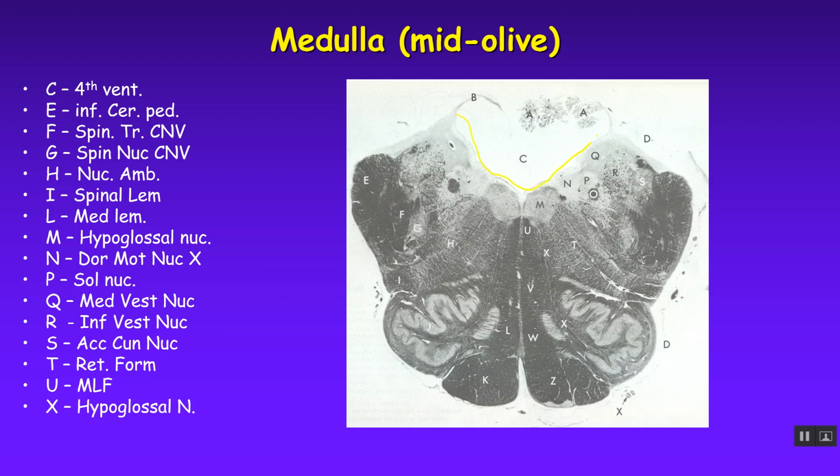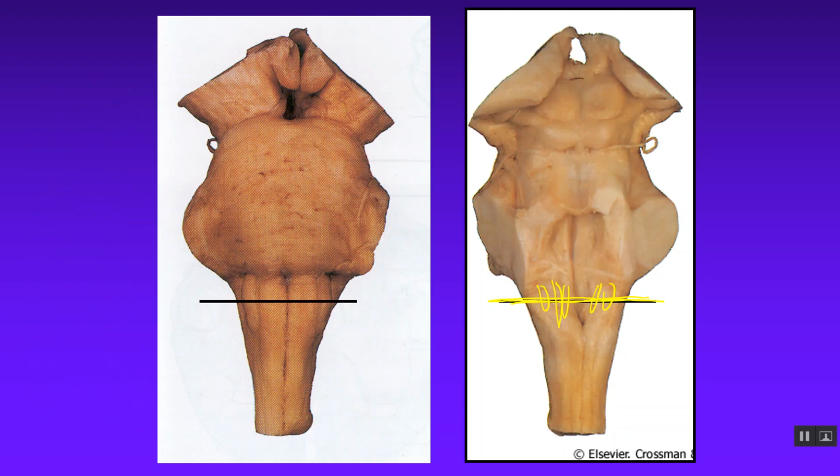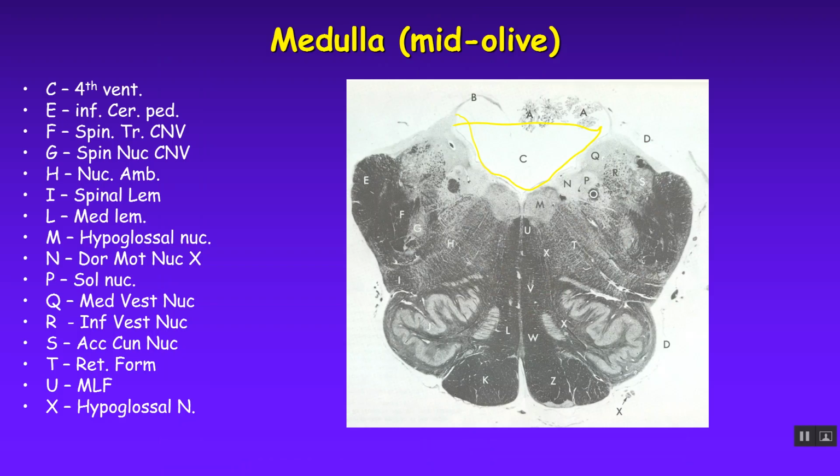Back here, this is the fourth ventricle. Okay. So we're right here. We're seeing this little area right in here. We're seeing this little depression there. That's the fourth ventricle, that very bottom part of the fourth ventricle. That's what you're seeing right here, is that bottom part of the fourth ventricle.